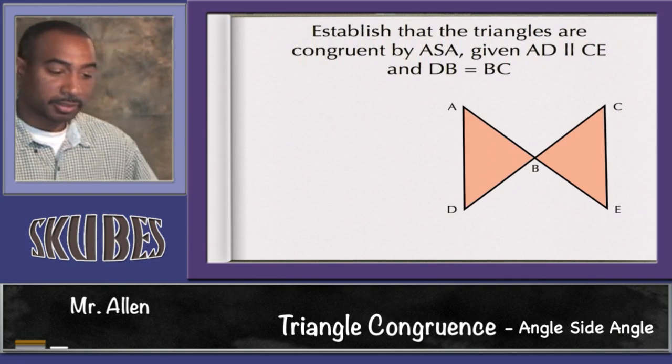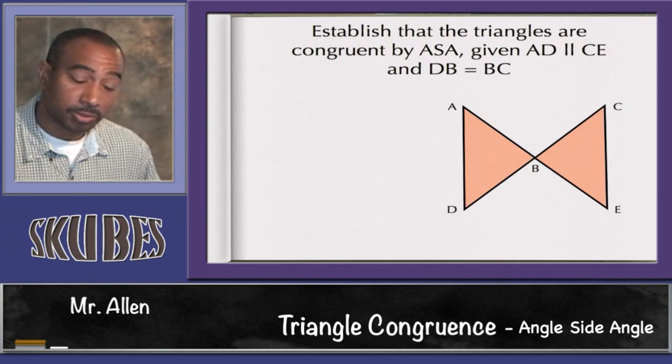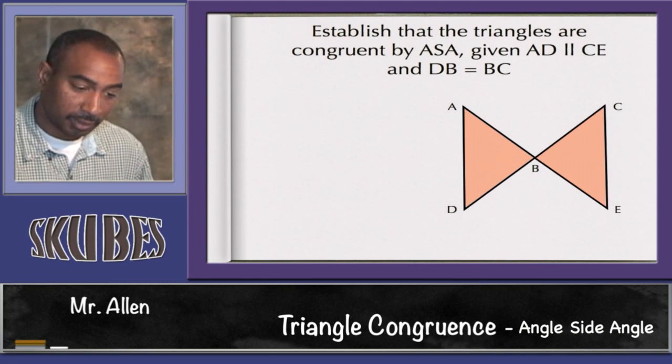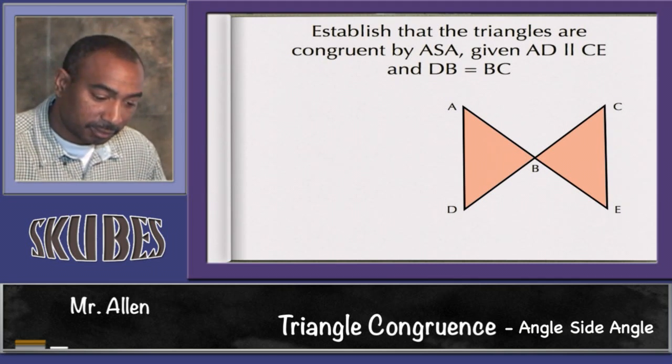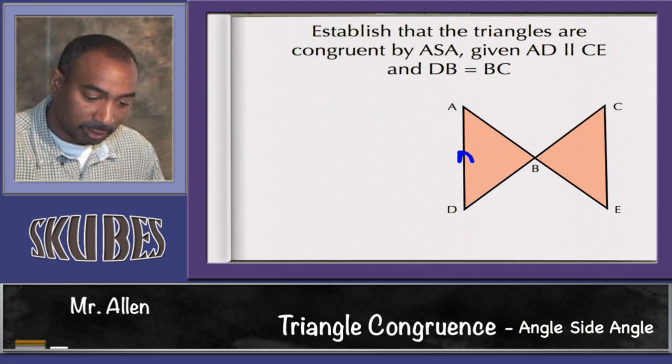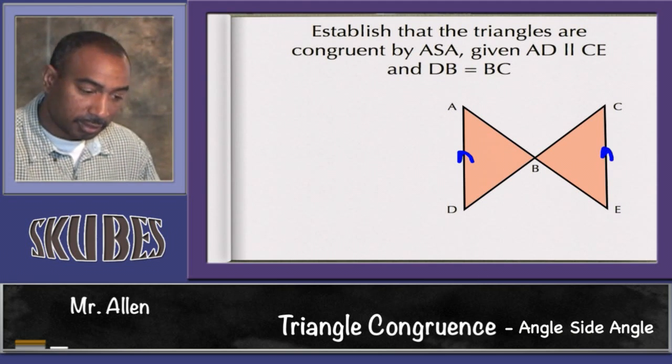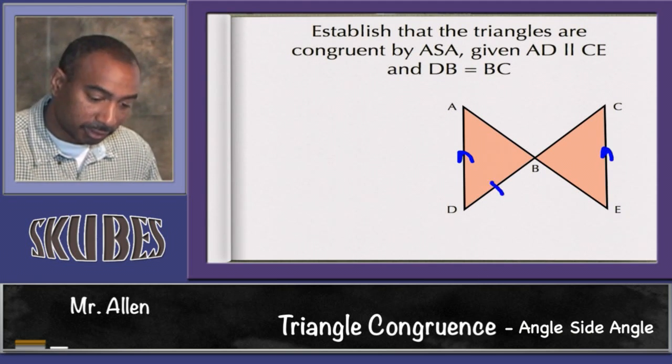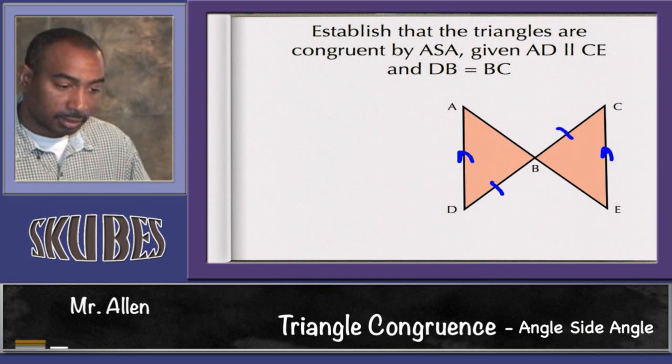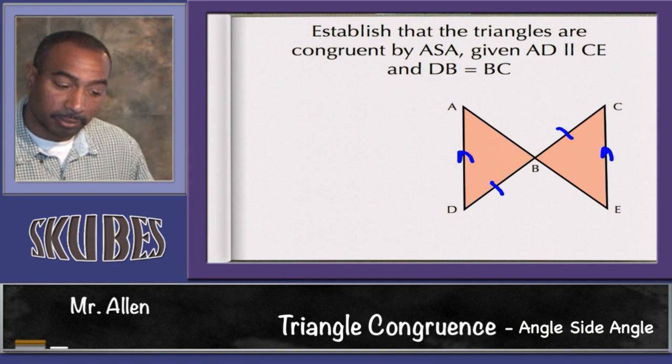All right, let's try another one. Let's establish that these two triangles are congruent. We're given that AD is parallel to CE, and that DB, this length, is equal to the length of BC. You want to establish that these two triangles are congruent.